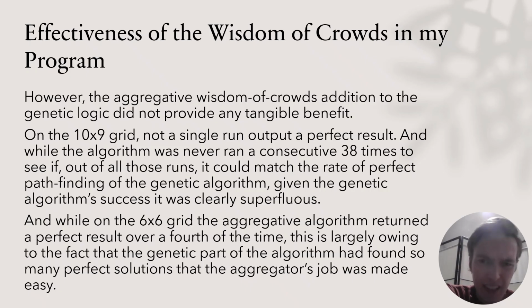And the wisdom of crowds part, however, on the 10 by 9 never found a perfect solution. The genetic part did. Then, after all of this, with the aggregative algorithm being called in, a perfect solution ended up never being found for that. The 6 by 6 it did, but the outputs of the genetic algorithm on the 6 by 6 grid were so good that the aggregative algorithm really already had its work done for it.